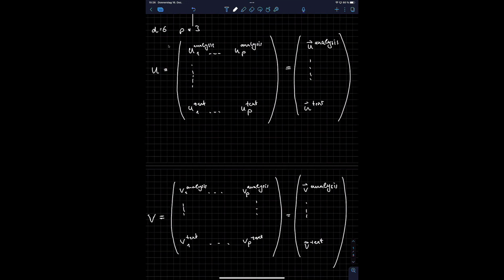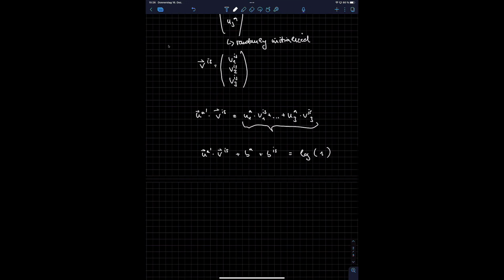Okay. And now to make a real prediction problem out of that, we use the squared deviation. So the loss for that couple, the couple analysis and is, would be the log of 1 minus the dot product of analysis and the word vector is, minus the bias terms.